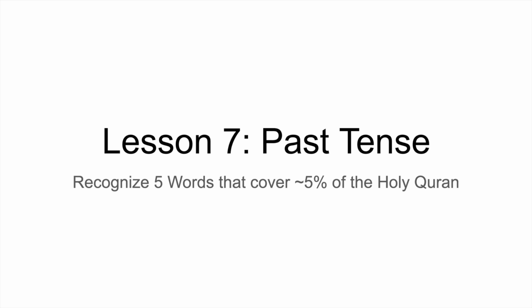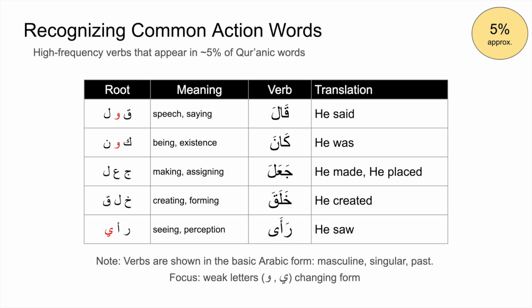In this lesson, you will recognize a small set of very common past tense verbs, covering about 5% of Quranic words. These are the 5 action words for this lesson. قال, kana, جعل, khalaqa, رأى.